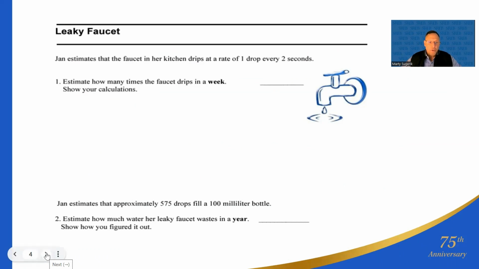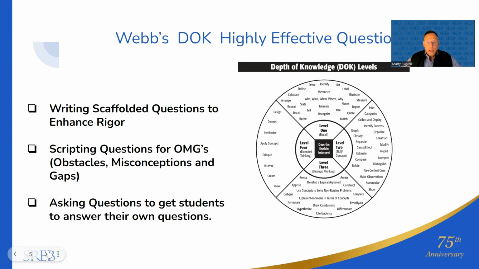As you can see, there are only two questions, and they both use the word estimate. So right then and there, I share Webb's depth of knowledge chart with my CTE teachers and ask them to identify where the word estimate falls in the different levels of highly effective questioning. And as you can see by the graphic on the right here, estimate falls within DOK2.